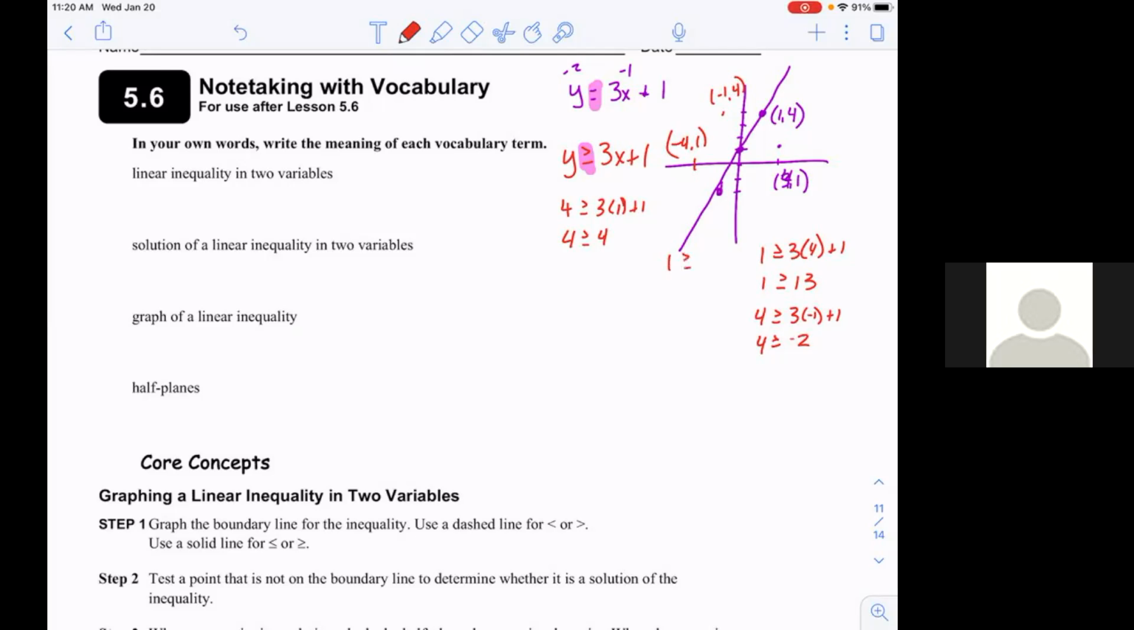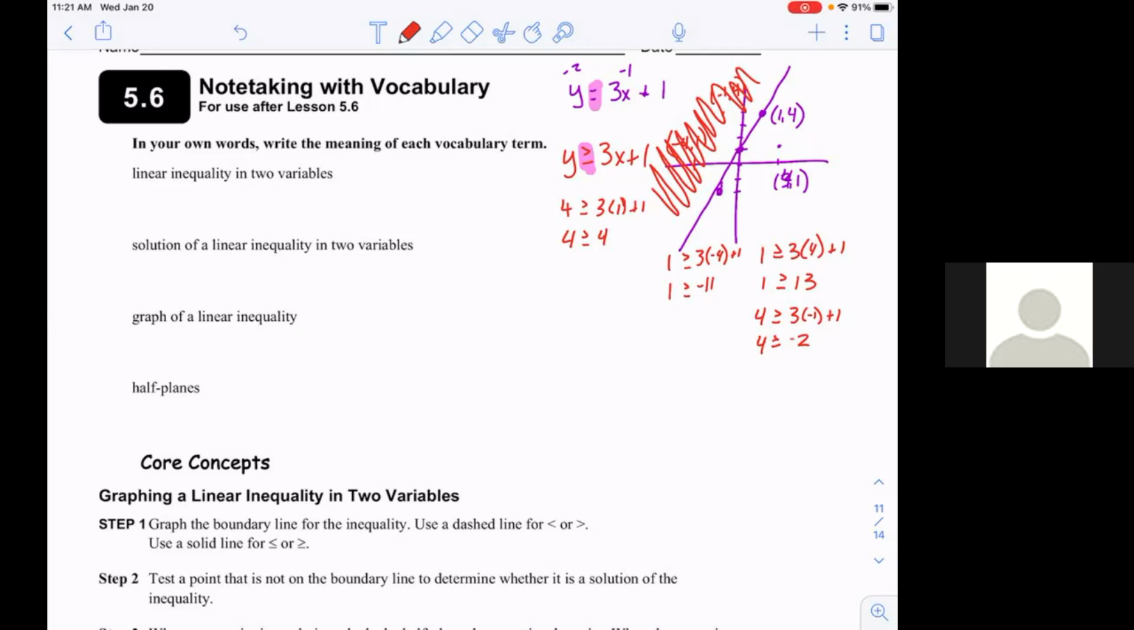1 is greater than 3 times -4 plus 1. That would be 1 is greater than or equal to -11. Is that true? Is 1 greater than -11? It is true. So what happens is when we graph an inequality, I am going to shade the true half plane. So we're going to draw a line and the half plane that's true is going to be shaded.